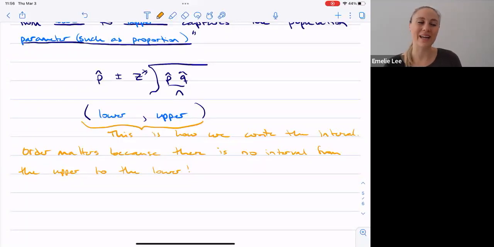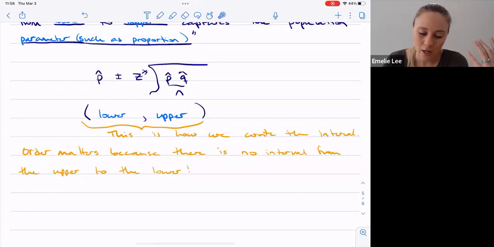Usually that's what I have questions about when you guys are working on your assignments later, because we have the plus and the minus. Most people want to deal with the plus side first and then the minus side, but the plus side is the upper and the minus side is the lower, right? And so then things get mixed up. So just remember that you have to always write them from smallest to largest.